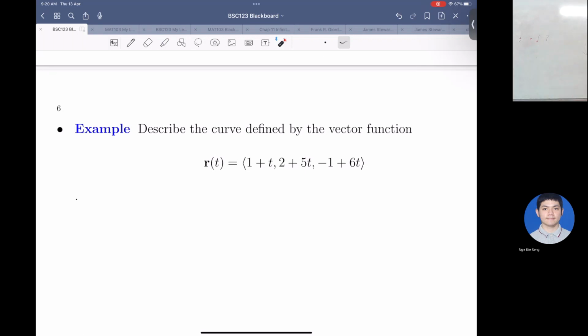I'll let you spend about one to two minutes. Try to work out what curve this is, and then see if you can show that it is the curve that you think it is. Does anyone feel familiar with this vector function? Feel familiar?